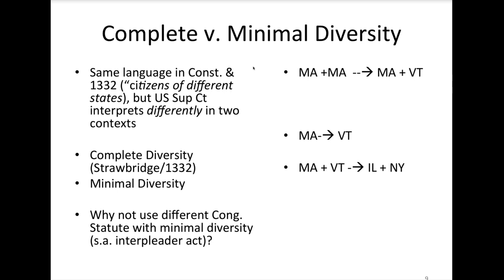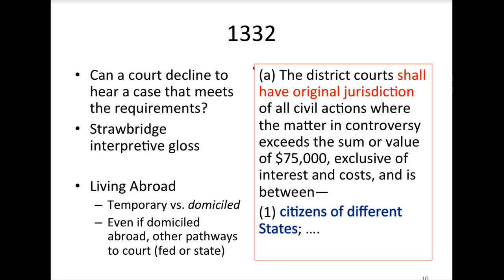Now, what is complete diversity? The first scenario on the right, that is the Strawbridge case, and that fails complete diversity because there is a Massachusetts plaintiff on both the left and the right. This is an example of minimal diversity, not permitted by 1332, but permitted by the Constitution and some congressional acts besides 1332. The bottom two examples are examples of complete diversity, where there is no plaintiff with the same citizenship as a defendant.